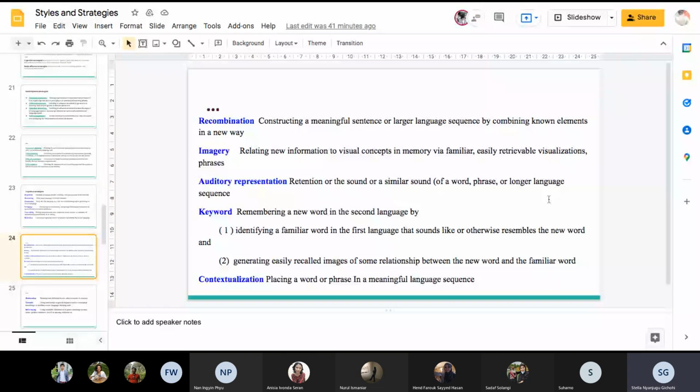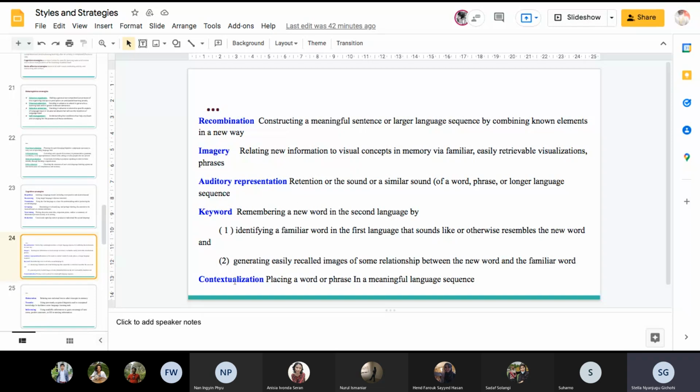Yes, these are others. We have recombination. Here you construct a sentence in a new way. We also have imagery. Again, you use some visual images that you know for you to retrieve that knowledge. Then you have auditory representations. Here it has to do with retaining a sound or a similar sound. Then keywords, you check which are some of the keywords, and then you have contextualization.